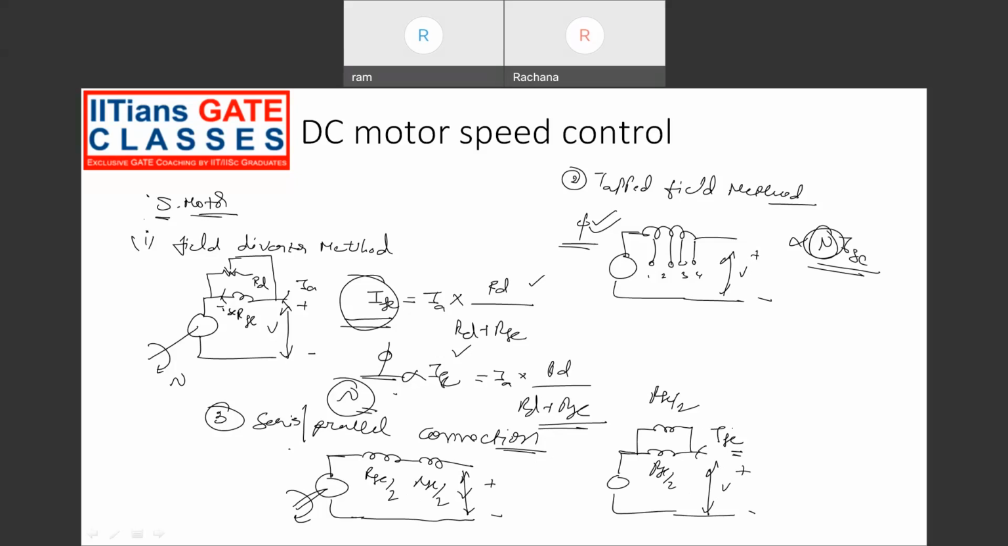In this method, the series winding is made into two equal sections and connected in series in one configuration and in parallel in another configuration. If you take the ratio of N series by N parallel, it is equal to 1 by 2. Similarly, we can do the same derivation for torque: T series by T parallel equals 2 by 1.